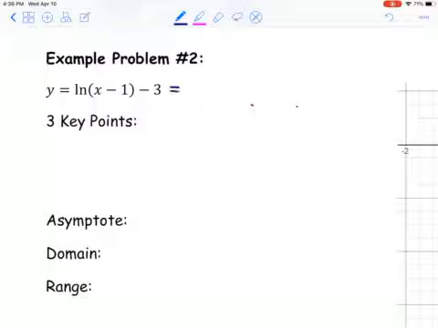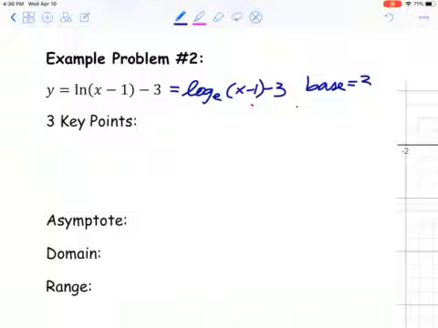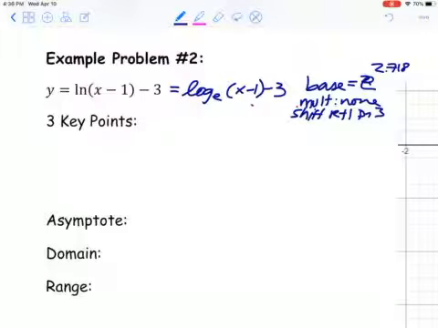So remember, ln is actually log e. And if you notice here, the base is that e. Oops, e is 2.718. I forgot to say. It's a button in your calculator, or you can use that 2.718. We don't have a multiplier. And our shifts are right 1 and down 3.